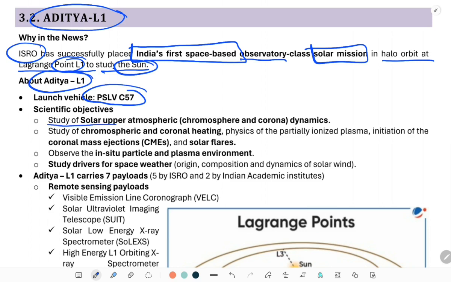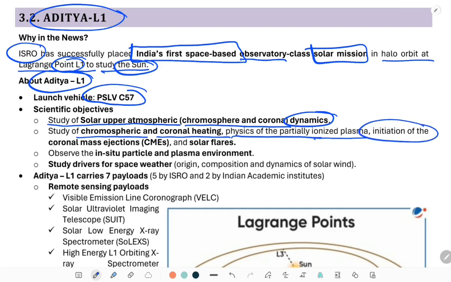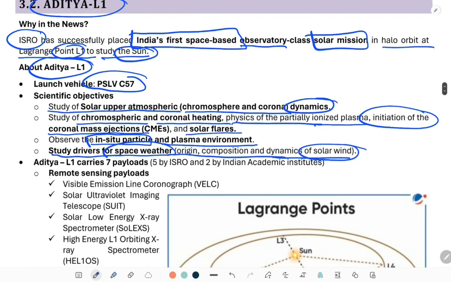To study the solar upper atmosphere, chromosphere and corona dynamics, and to study chromospheric and coronal heating, the physics of partially ionized plasma, and the initiation of coronal mass ejections and solar flares, and to observe the in situ particle and plasma environment. Next, to study the drivers of space weather, and the origin, composition and dynamics of the solar wind. Aditya L1 carries 7 payloads, 5 by ISRO and 2 by Indian academic institutes.